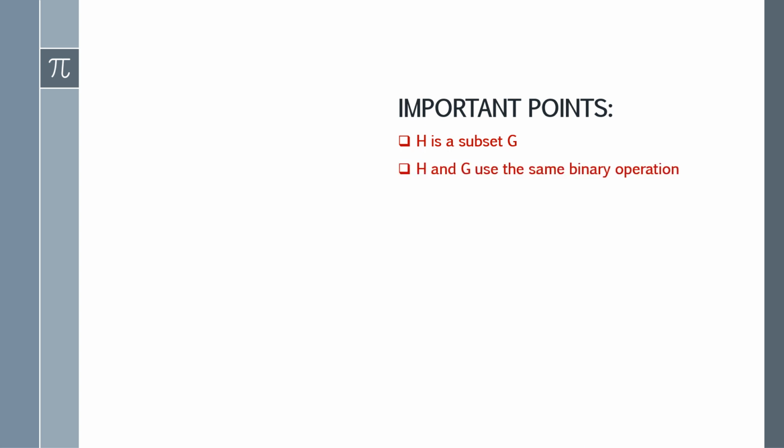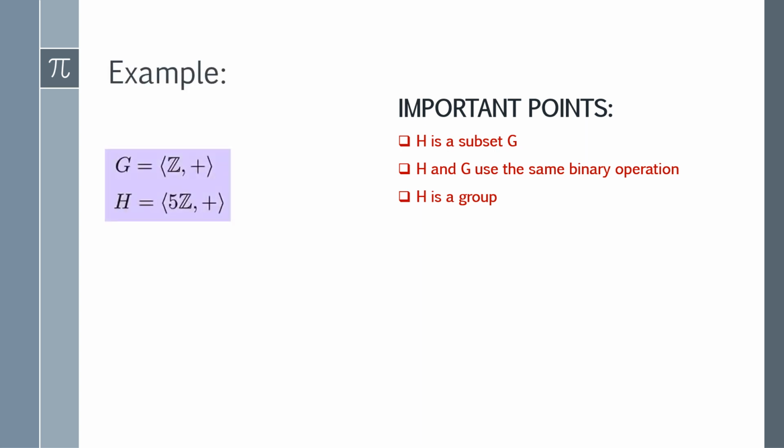And now let us proceed to our example. First things first, we need to remember those three important points we mentioned earlier. First is H is a subset of G. Next, H and G use the same binary operation. And H should also be a group. So for example, it is given that G has elements of integers.